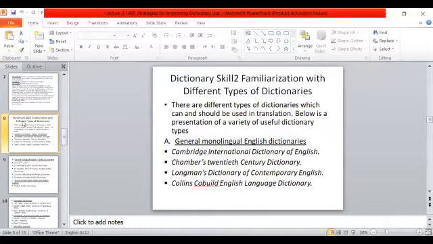The first type of dictionary we have is general monolingual English dictionaries. Examples would be Cambridge International Dictionary of English, Chambers 20th Century Dictionary, Longman's Dictionary of Contemporary English, Collins Cobuild English Language Dictionary. I have not included, of course, Oxford Advanced Learners Dictionary, because this is the dictionary that you should be possessing and that you know quite well.